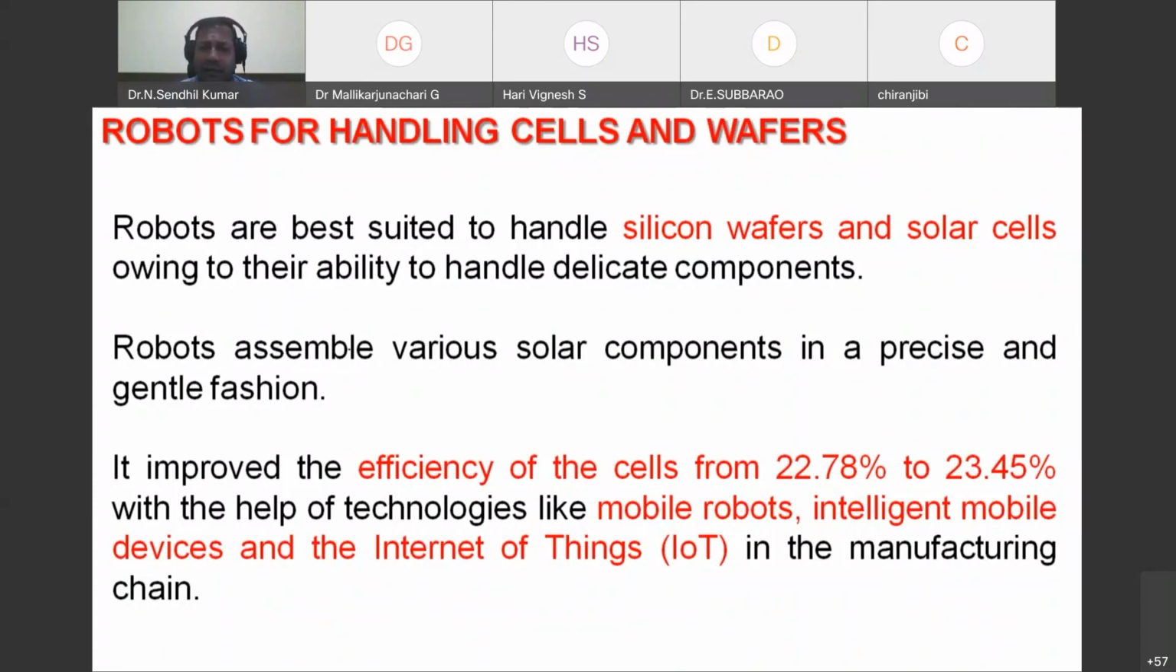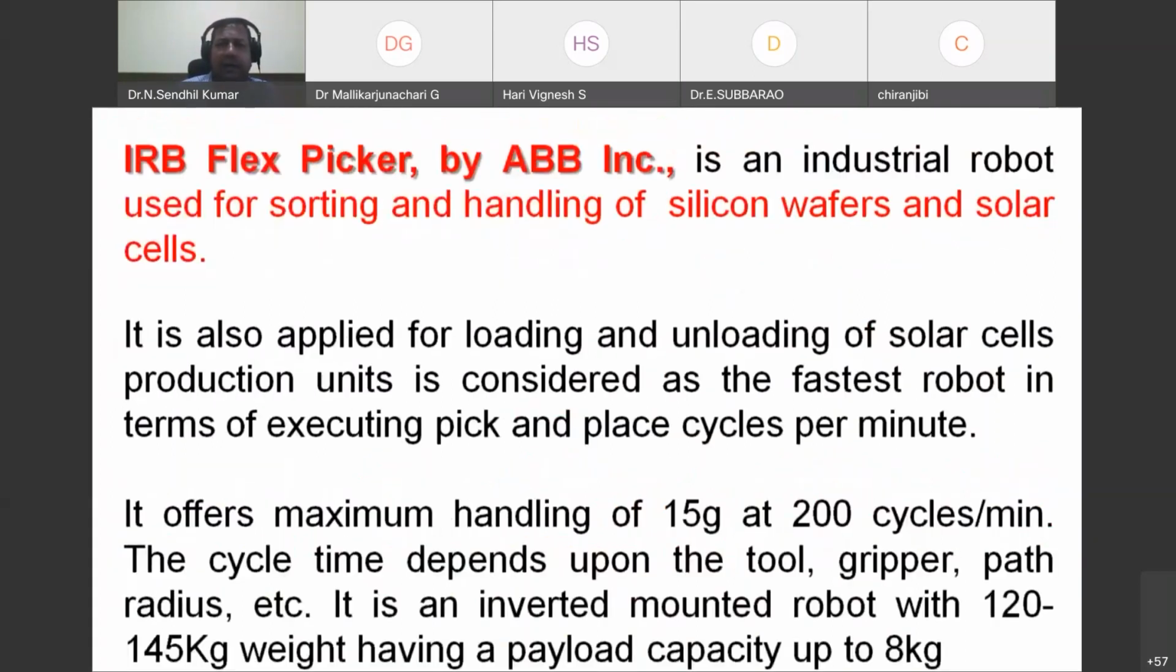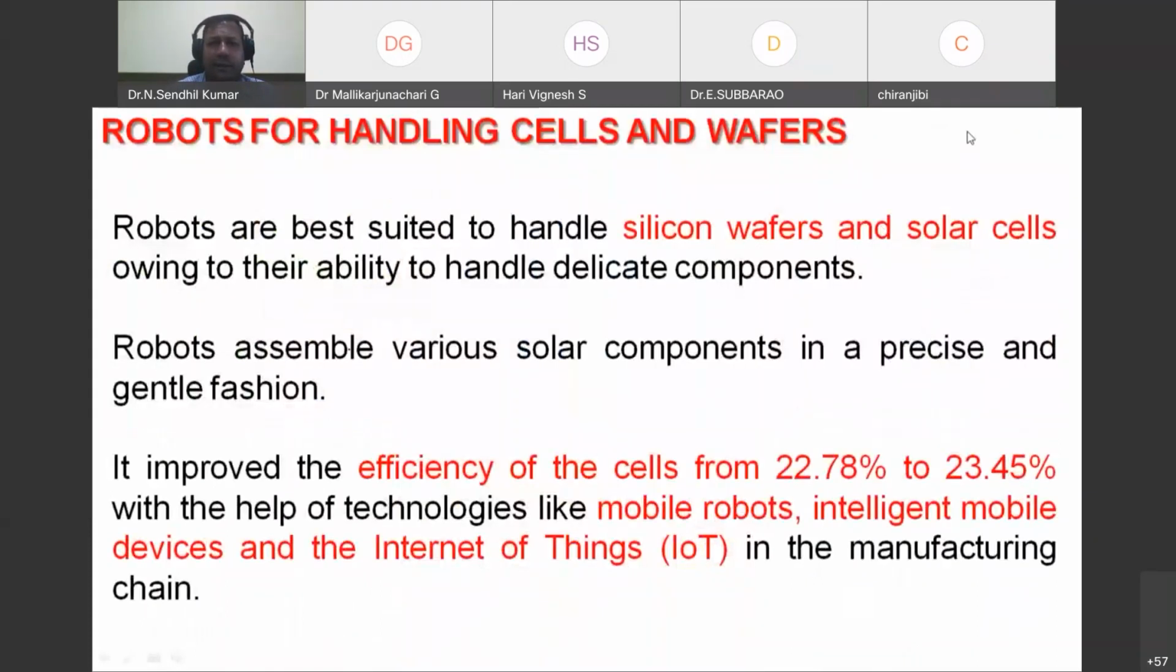So the silicon wafers and the cutting of the wafers are micron size actually. So cutting of the wafers, all those things will take place by using robots. If you include robots, the efficiency will be improved in the manufacturing side. And normally this IRB FlexPicker, an ABB-based robot, is used for sorting, starting and then handling the delicate components of the solar cell.